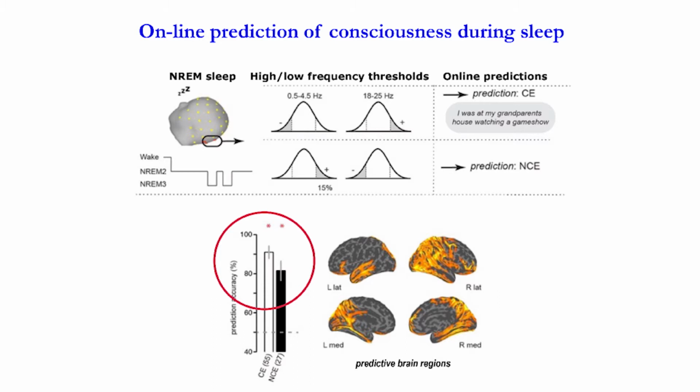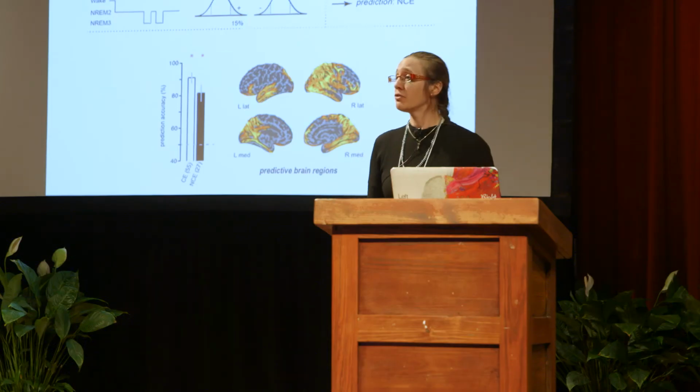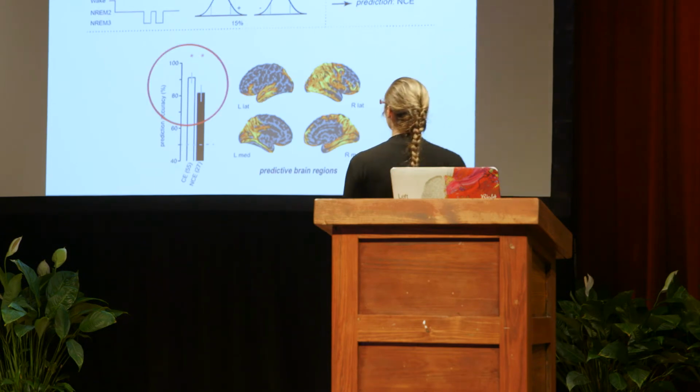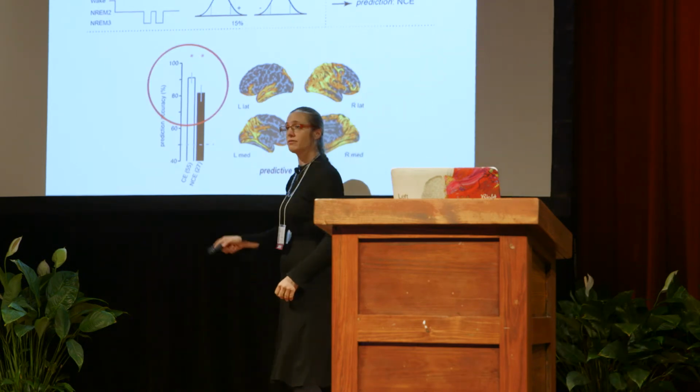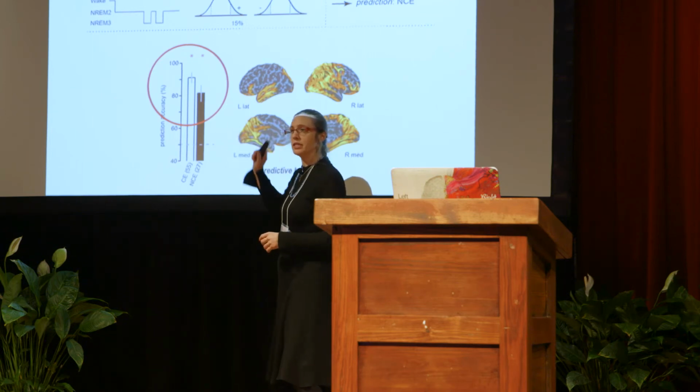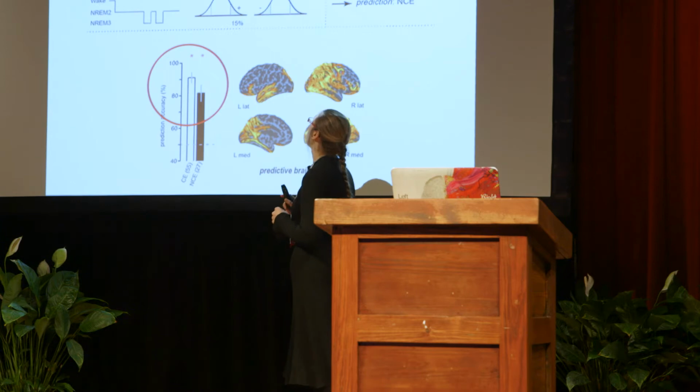Just from this posterior hot zone signaling, a few electrodes in the back of the brain, we were able to be right 85% of the time for a chance level of 50%. And here you can see the chance level, and we were able to guess at the single trial level, like online, if the subjects were conscious or not during sleep, using the back of the brain.